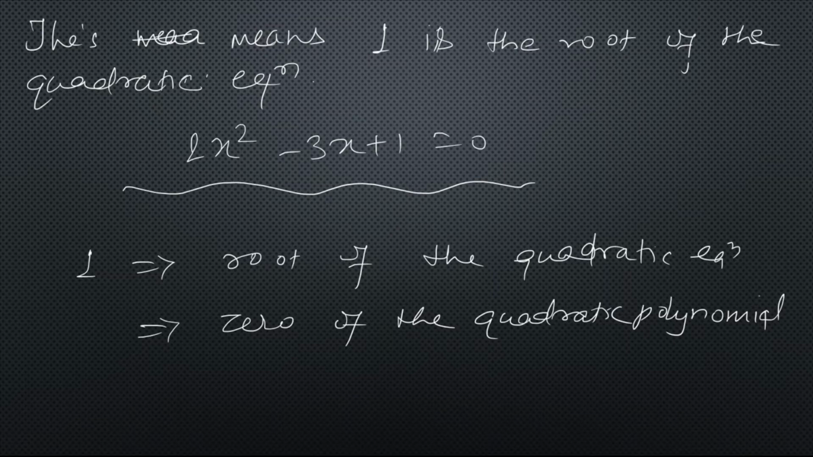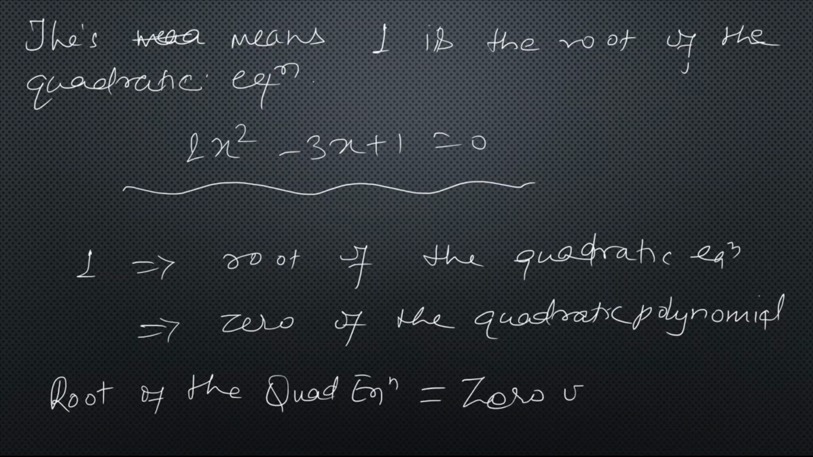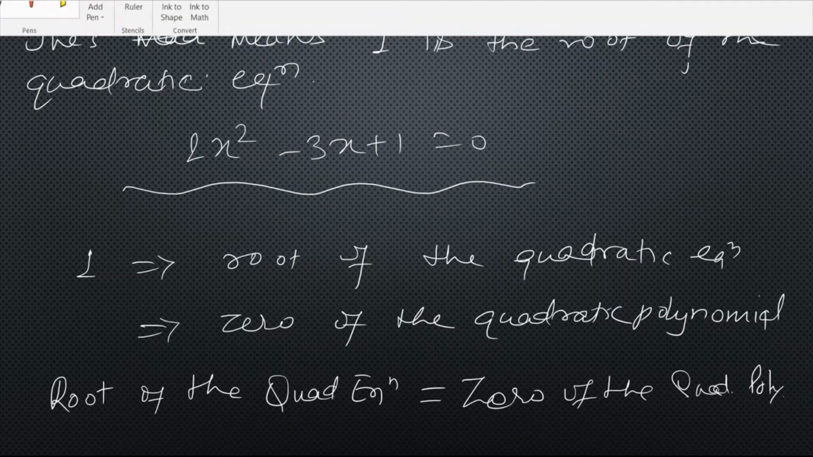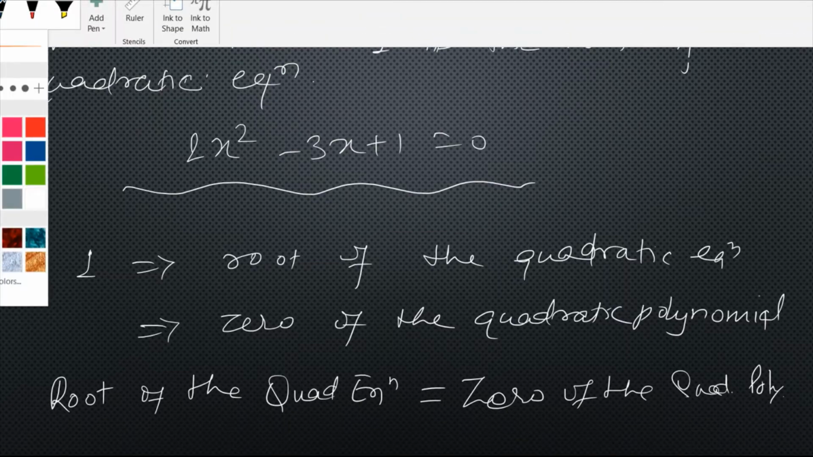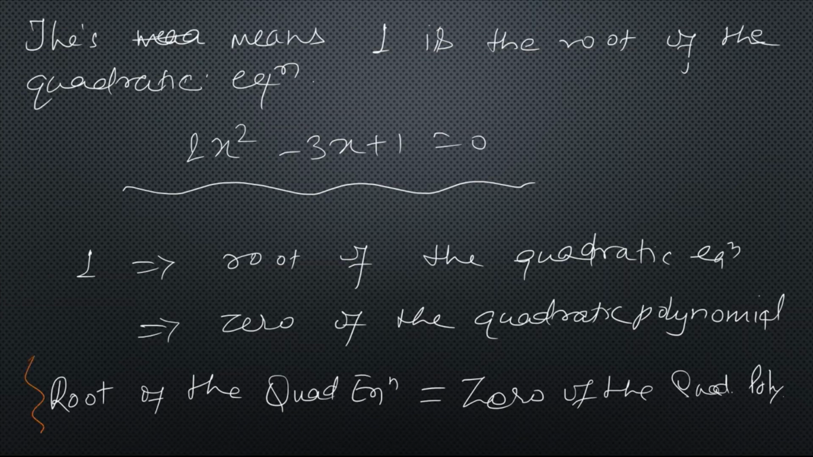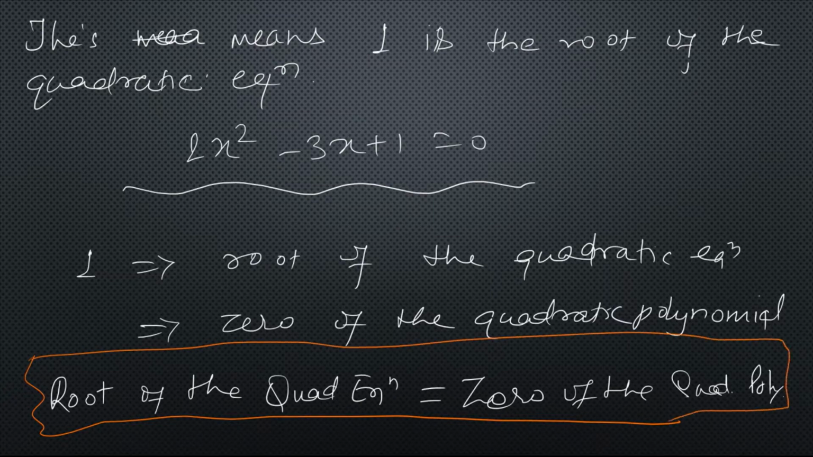So that means, what can you say? Root of the quadratic equation is equal to zero of the quadratic polynomial, right? We can say this, right? I hope you are getting it. Okay. So let's highlight this so that you must understand. Root of the quadratic equation is equal to zero of the quadratic polynomial. Okay.